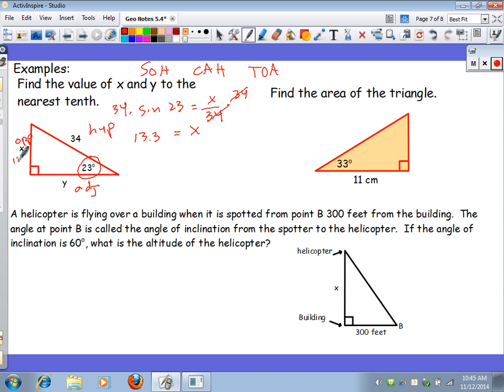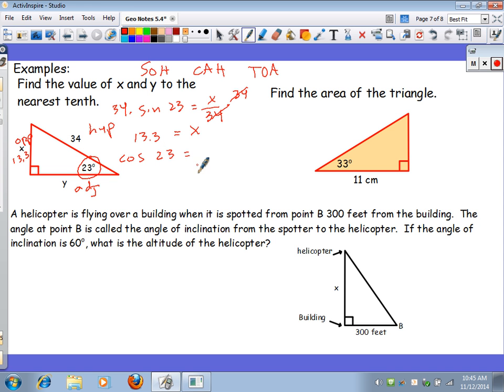That's over here, 13.3. Now, who can tell me what trig function to use for y? There's actually two possibilities. We could also use the Pythagorean theorem, couldn't we? Now we have two sides. I could do a squared plus b squared equals c squared if I wanted to. But I think the trig would be faster. I think the fastest one right now would be cosine.